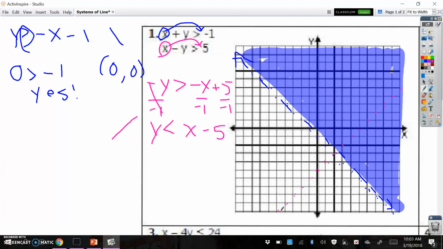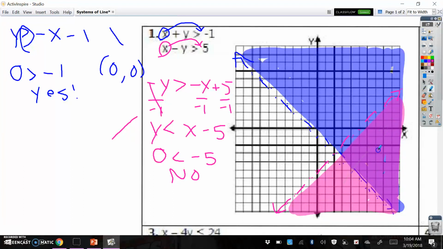Okay, is this line going to be solid or dotted? It's dotted because there's no line underneath. Now we need to figure out which side to shade. So is 0 less than negative 5? No, that's false. So we shade on the other side, on the side that doesn't have 0, 0.